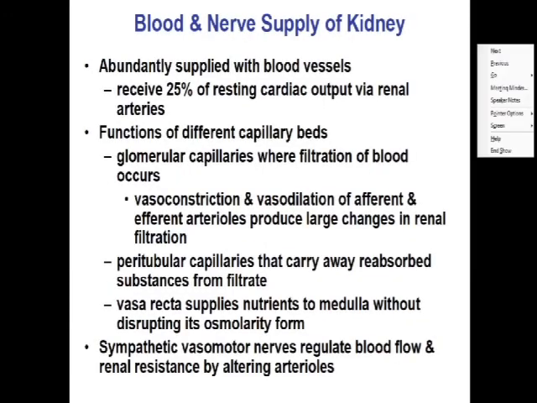Let's talk about the blood and the nerve supply of the kidney. Abundantly supplied with blood vessels, it receives 25% of the resting cardiac output via the renal arteries. The functions of the different capillary beds: glomerular capillaries where filtration of blood occurs, vasoconstriction and vasodilatation of afferent and efferent arterioles produce large changes in the renal filtration. Peritubular capillaries carry away reabsorbed substances from the filtrate. Vasa recta supplies the nutrients to the medulla without disrupting its osmolarity.